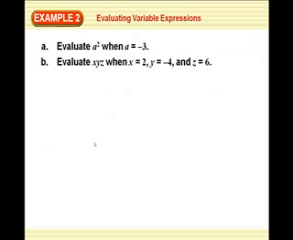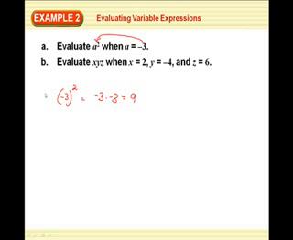Okay, so let's do some algebra now. Evaluate a squared when a equals negative 3. So what we need to do is substitute in the negative 3 for the a. The first thing I do is I always use parentheses before I substitute in. So I put parentheses where the letter is and I put in the negative 3. So this is negative 3 squared, which means negative 3 times negative 3. 2 negatives make a positive, and 3 times 3 is 9. So that comes out to be positive 9.